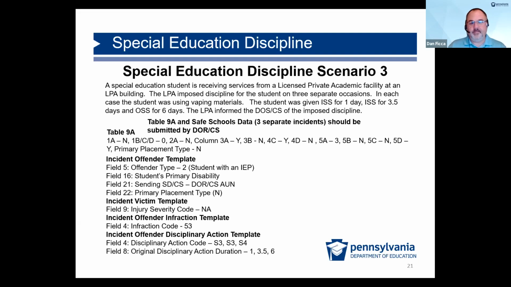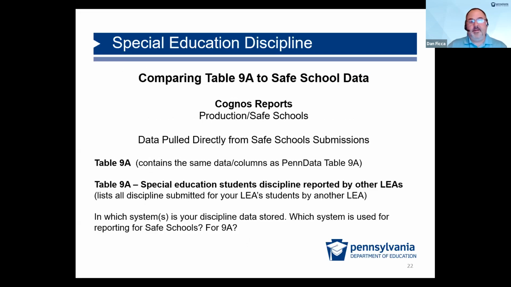Okay, so I talked about this before. Again, I took all the table 9A data and then ran the Cognos report, the table 9A report, and compared those. And all that information was sent out to every LEA to look at the differences, to figure out why. And again, I went over all those reasons before. Okay, hold on. Let me get through this and I'll go back to it now.